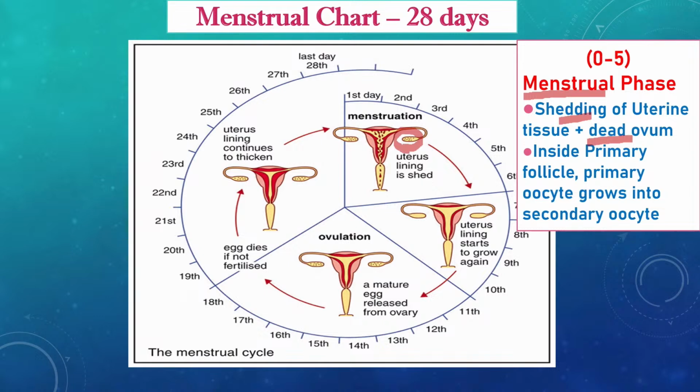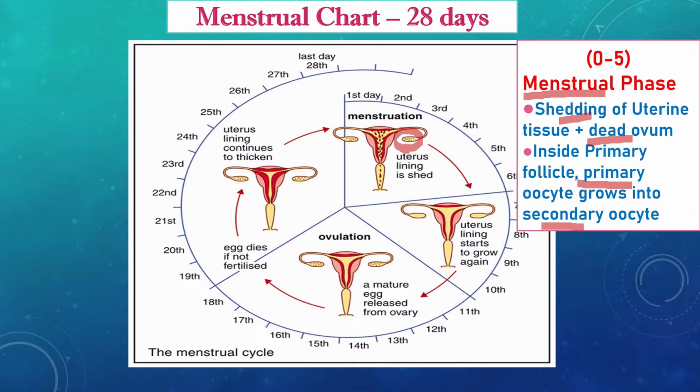In the ovary, the follicles will be growing. It already starts with the follicle development, where slowly the primary oocyte that the female is born with, the females are born with a certain number of primary oocytes, will start to slowly grow into secondary oocyte. This is what is happening, the important ones, during the menstrual phase.